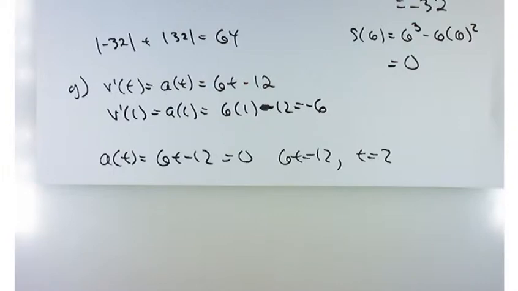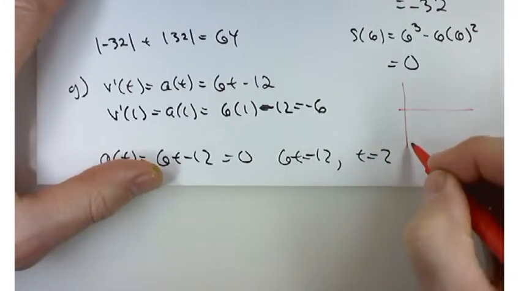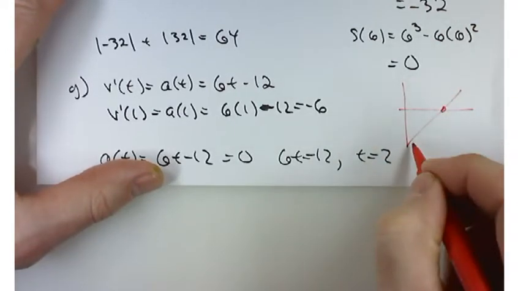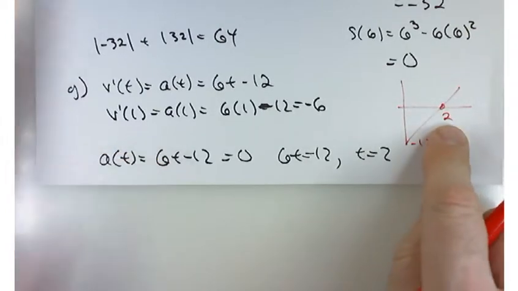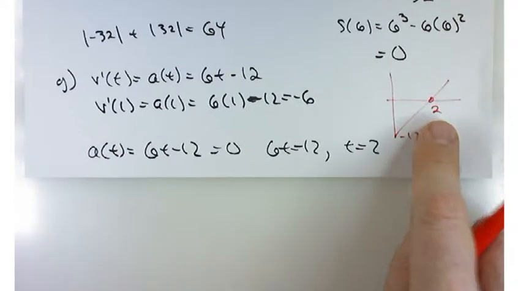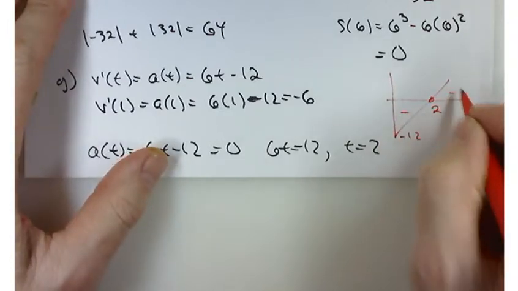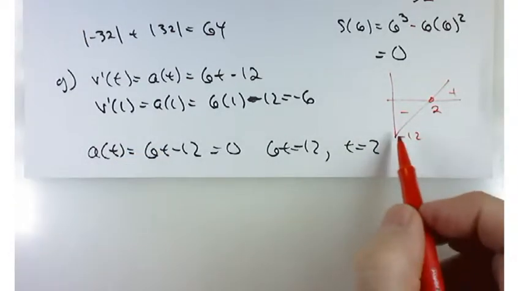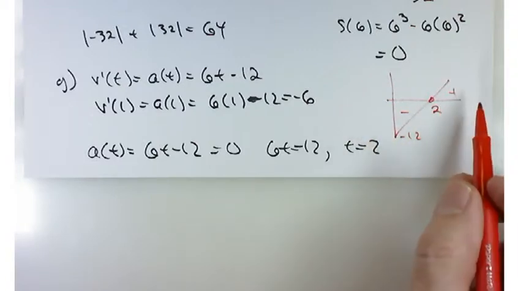Now, if you wanted to picture the graph of this, it's going to look something like this. You're going to have a y-intercept of negative 12 and an x-intercept of 2. So to the left of 2 is when you're slowing down, and to the right of 2 is when you're speeding up.